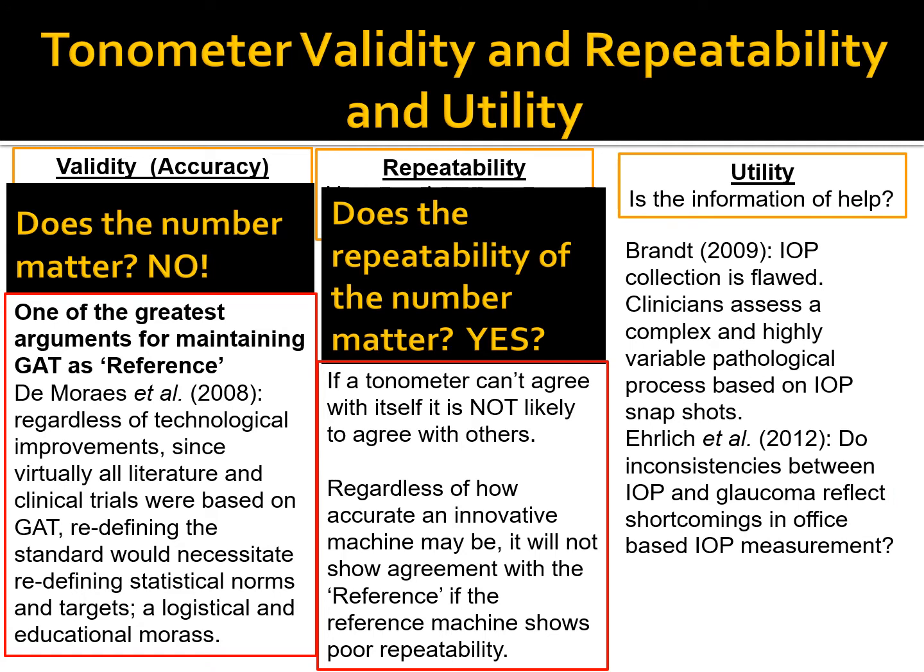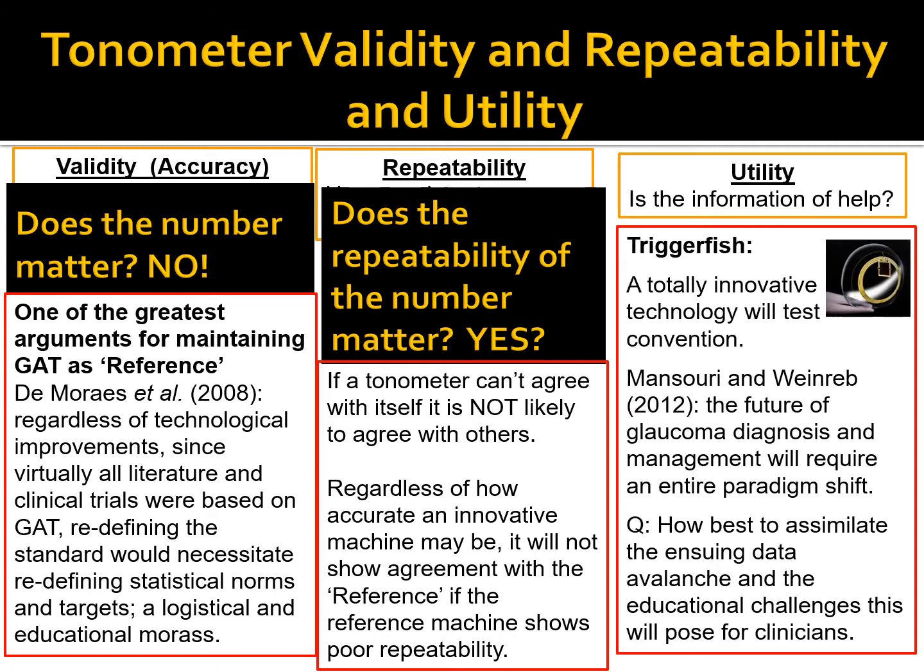And then utility, is it important? Brandt says IOP collection is flawed. Clinicians assess a complex and highly variable pathological process based on IOP snapshots. So a 10-second snapshot of IOP in a clinic room during clinic times every 6 months, say. Is that important? How does that help us?